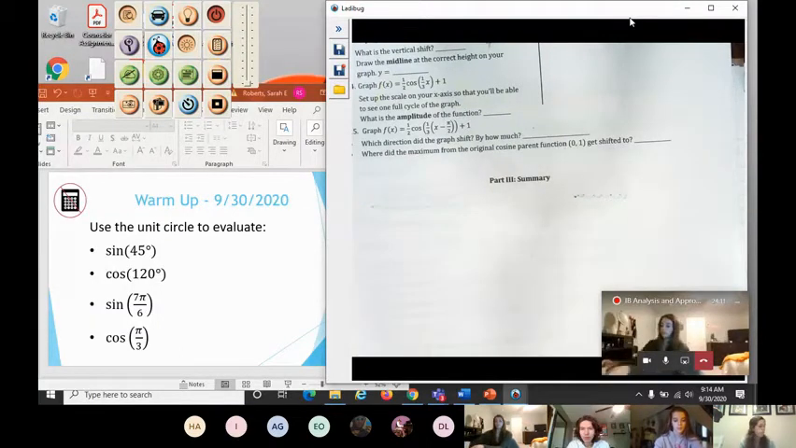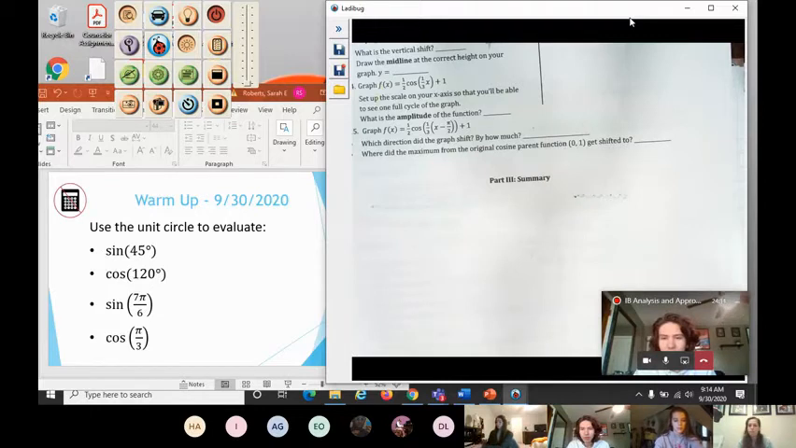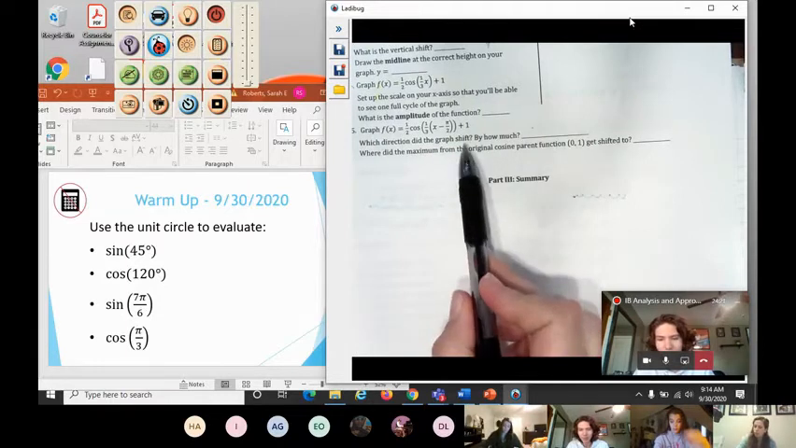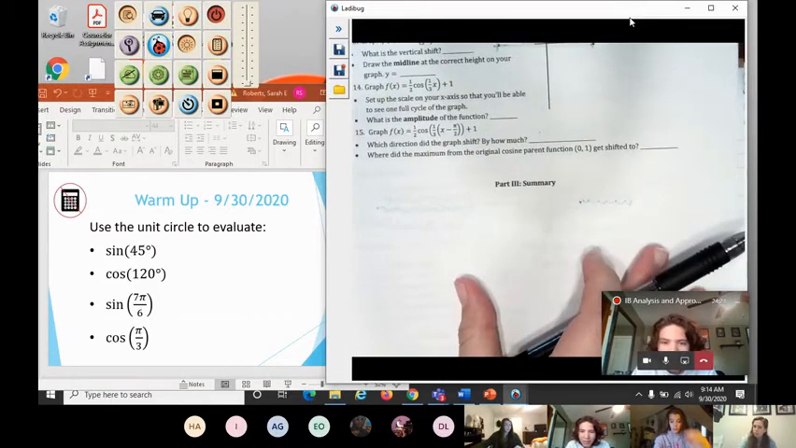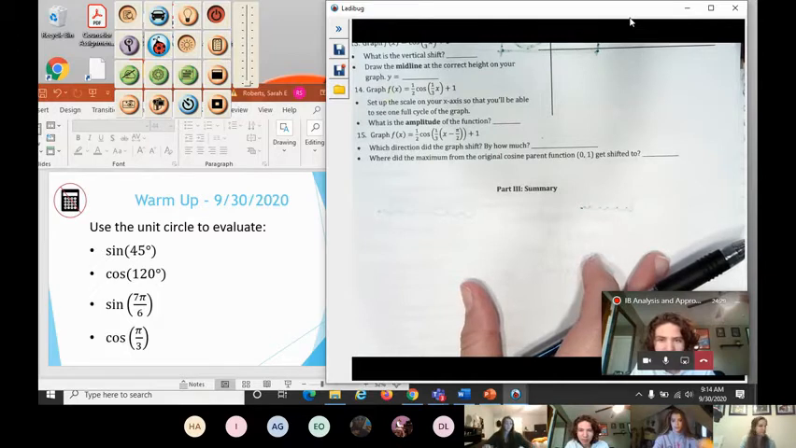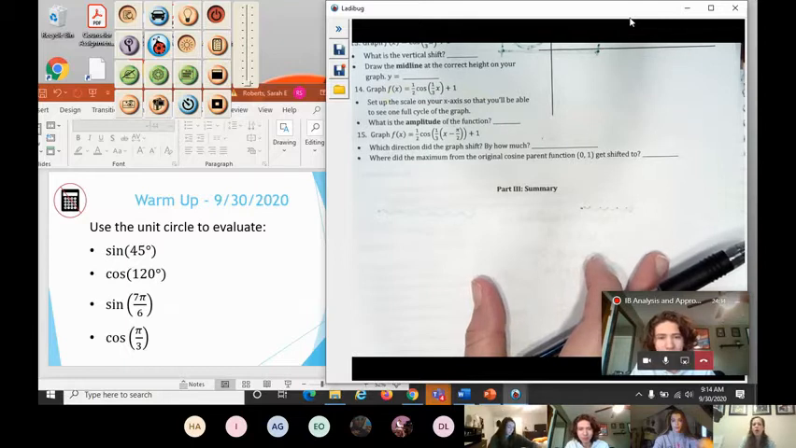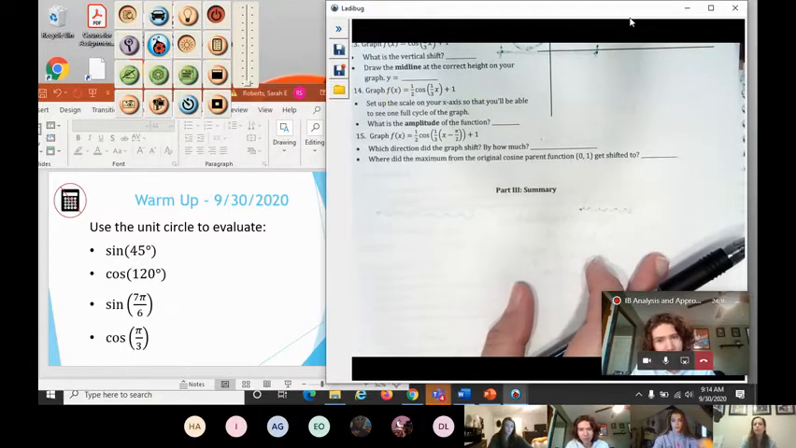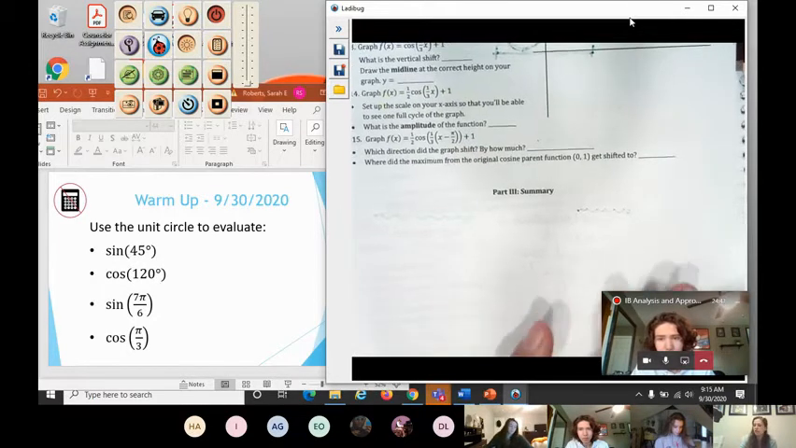I was getting confused on like where did the part get shifted to, like the last part. I had a partner set it straight for me because I was like way off, but that part definitely broke my brain for a second. Okay, so which direction did the graph shift and by how much? No, the last question. Like where did the maximum or the origin get shifted to? Oh, where did the maximum from the original cosine parent function get shifted to?